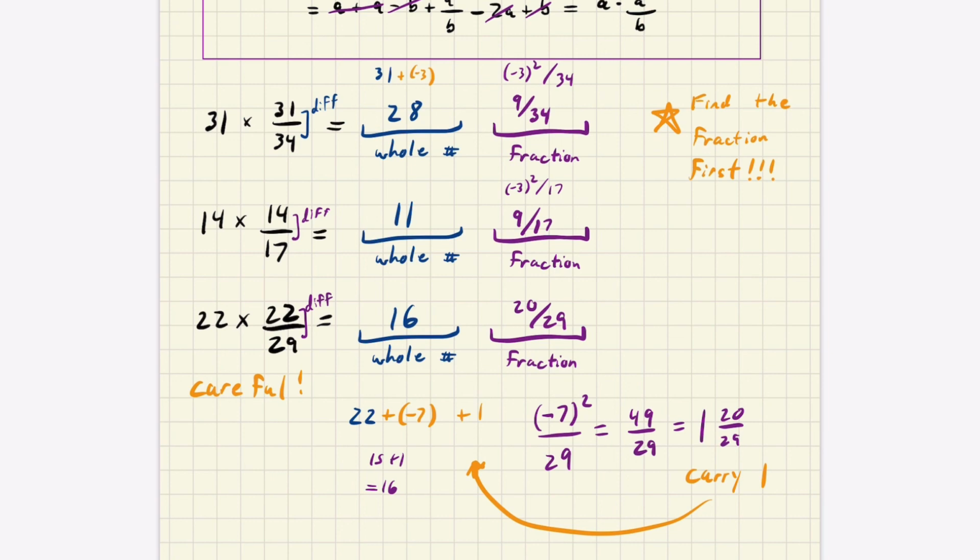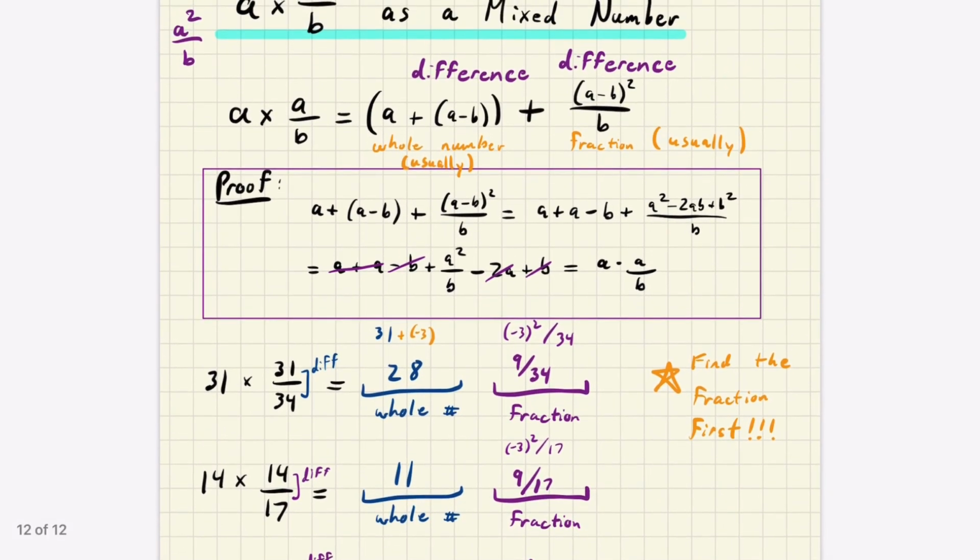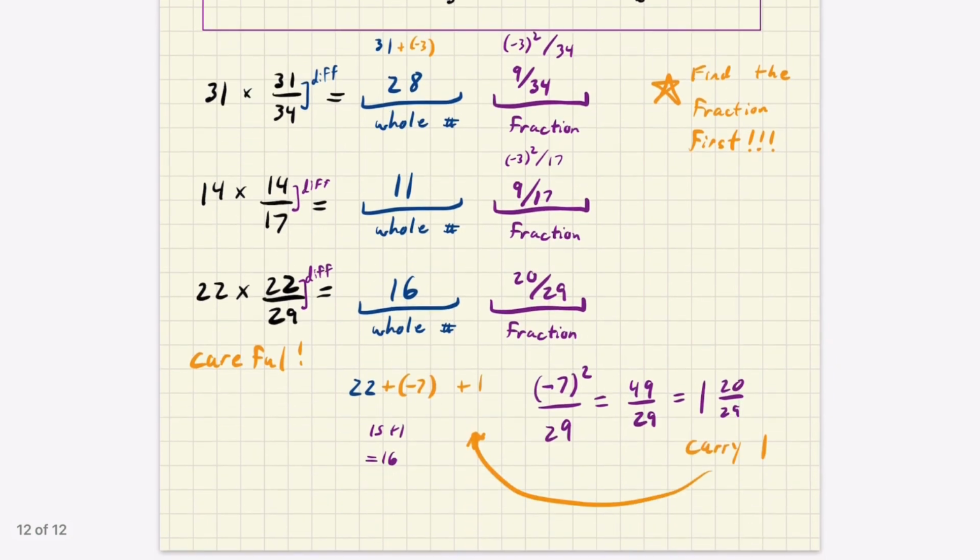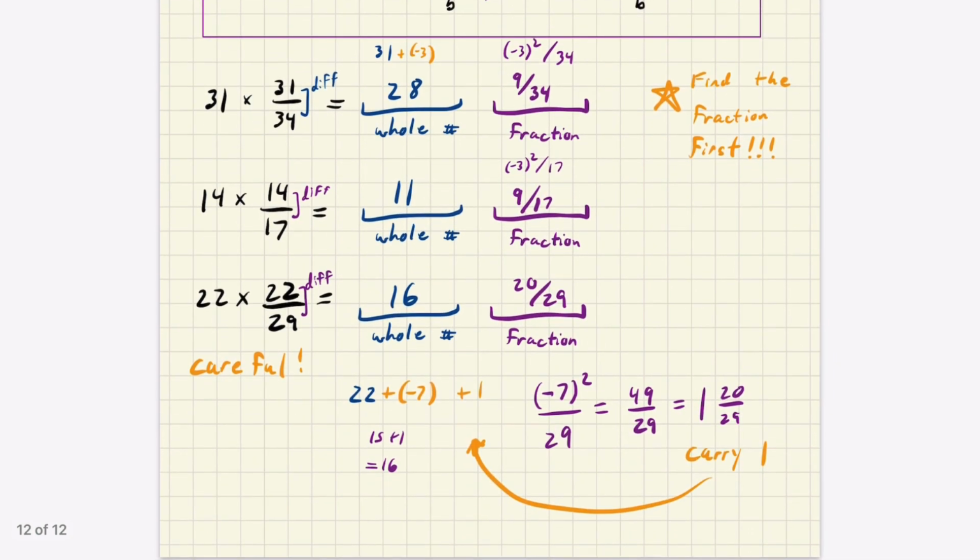So again, the big idea here is that usually the whole numbers and the fractions can be represented by the formula that I gave you all up here. However, every once in a while you will run into a few problems, so you have to make sure you work on the fraction first before you mess with anything else. But that's it. In the next videos, I'll be going over a few more of these special tricks that do pop up consistently. All right, until next time.